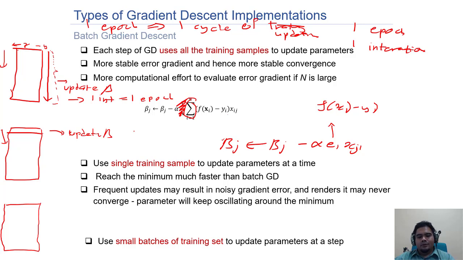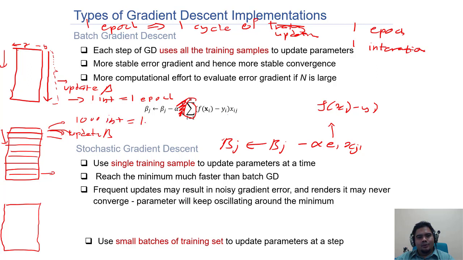However, for stochastic gradient descent, you just take one sample over here, you update your B, and then you take another sample, which is sample number 2, then you update your B again. So at the end, when you finish 1000 times, you have already updated your B 1000 times. In other words, one iteration is not equal to one epoch. It's more like 1000 iterations is equal to one epoch. I hope you are clear about that definition.